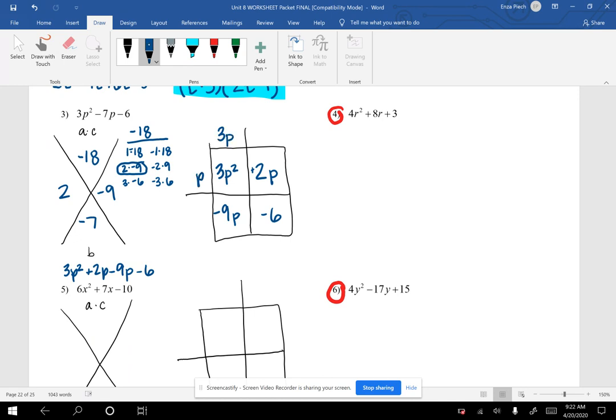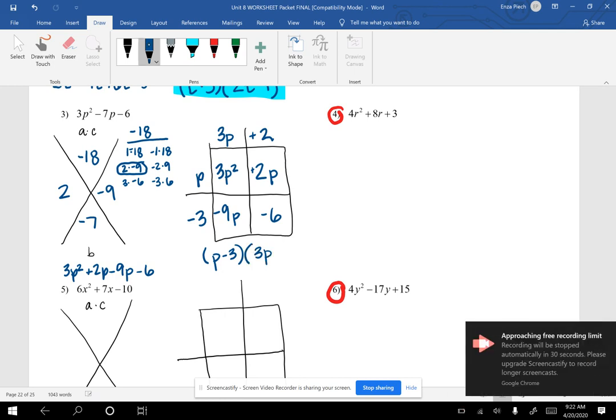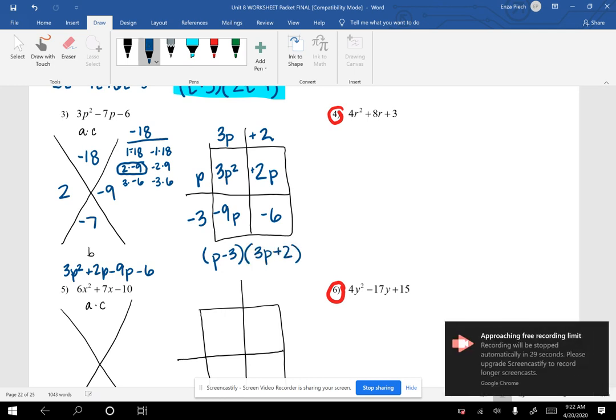Start with that 3p and the p in the corner, it makes it easier. Straight up and down here in our column, both can be divided by a +2. Straight across here, both could be divided by a -3. So now, when we write our factoring out, we have the quantity of p minus 3 times the quantity of 3p plus 2. And that's our answer. That's our final solution.